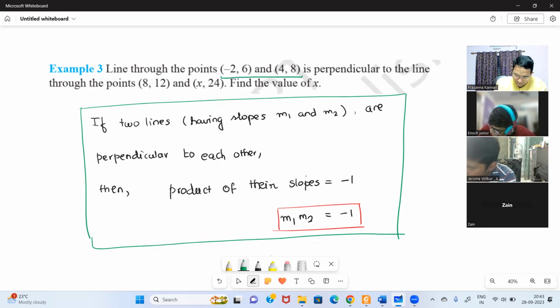So find the slope of this line. That slope will be m1. Find the slope of this line. That slope will be m2. Then since the two lines are given to be perpendicular, the product of their slopes will be -1. That's all.